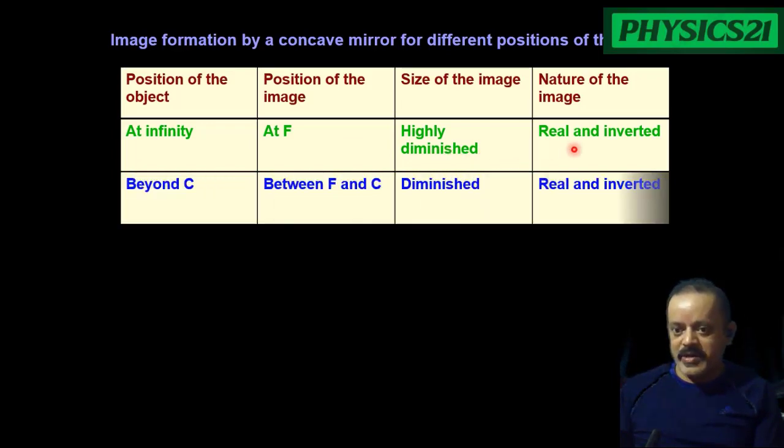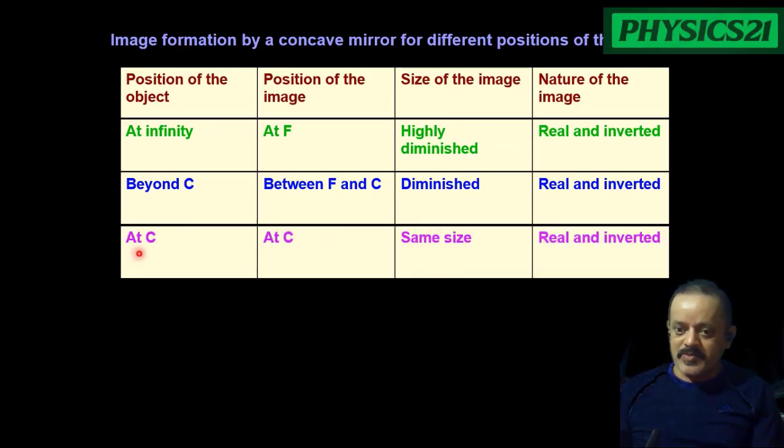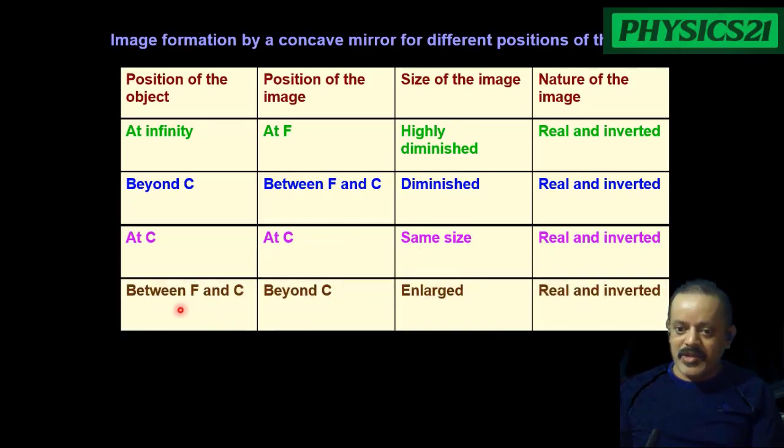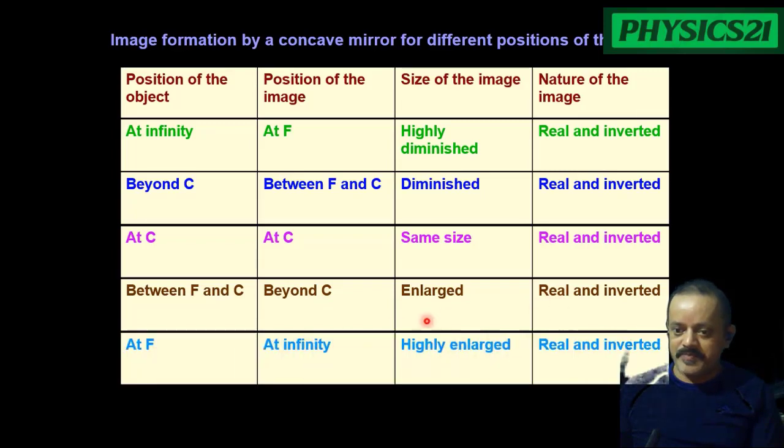The summary is, when the object is at infinity, the image will be at focus, highly diminished, real and inverted. When the object is beyond C, the image is between F and C, diminished, real and inverted. When the object is at C, the image is also at C, same size, real and inverted. When the object is between F and C, the image is beyond C, enlarged, real and inverted. When the object is at focus, the image will be at infinity, highly enlarged, real and inverted.